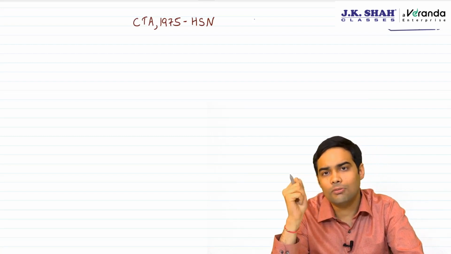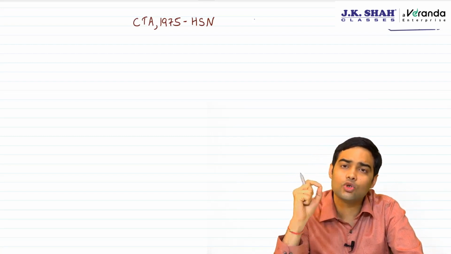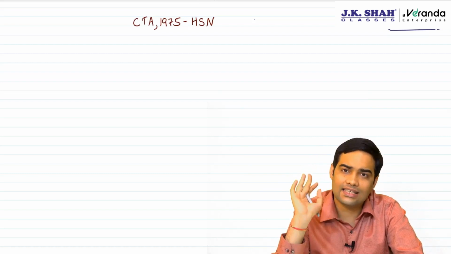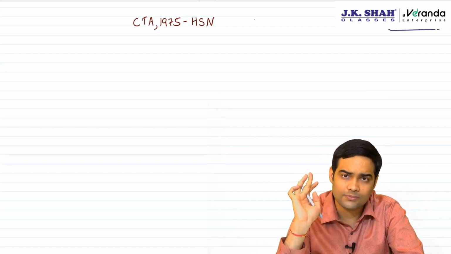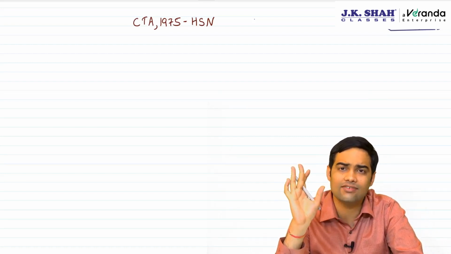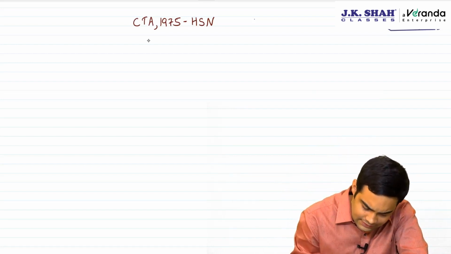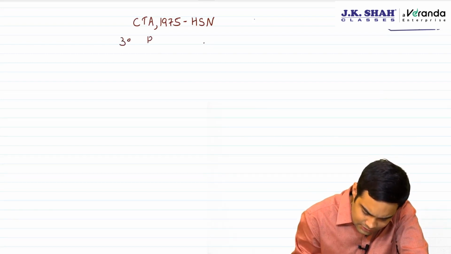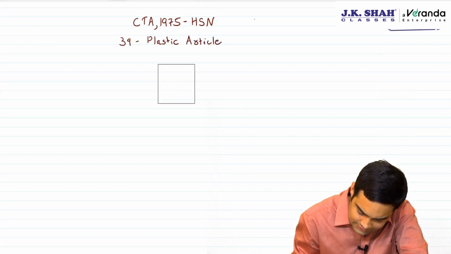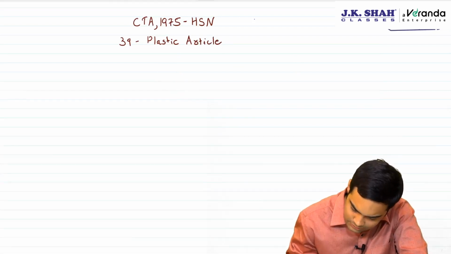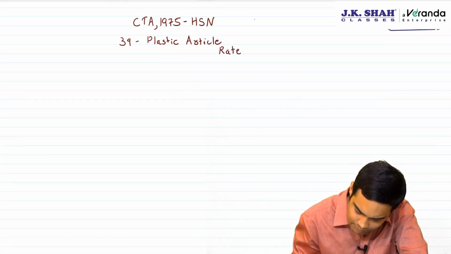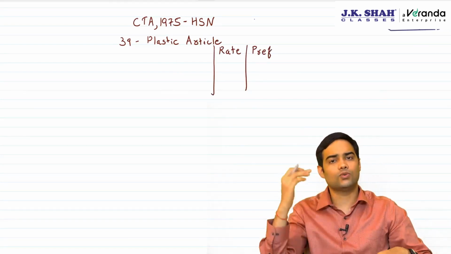Now, when we talk about classification, there are some rules of interpretation given in classification. Let's try to understand those rules. First of all, any heading which is given is of no use. Let me tell you how it looks. Say suppose there is a chapter 39, which deals with plastic articles, and in this plastic articles we will have various custom duty rates given. Now there will be two columns, one rate column and second one preferential rate column. Now what is this preferential rate? And then various items would be mentioned.